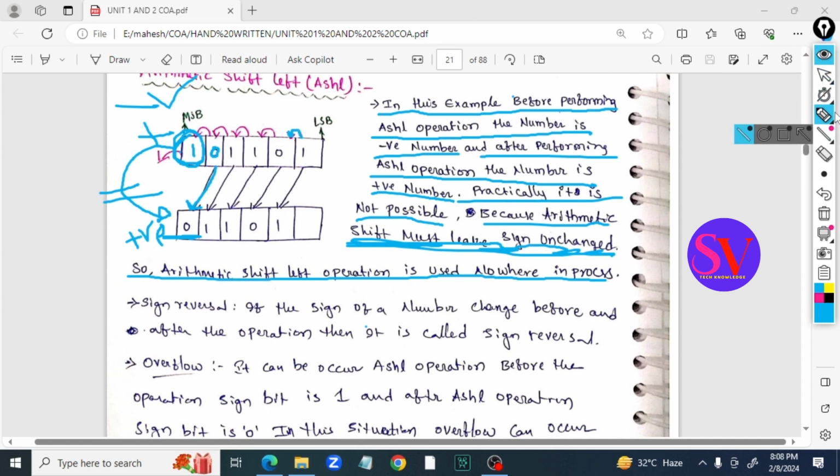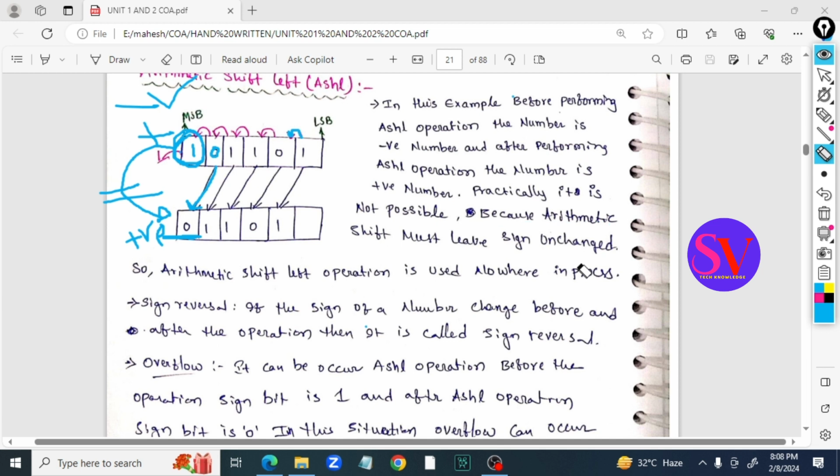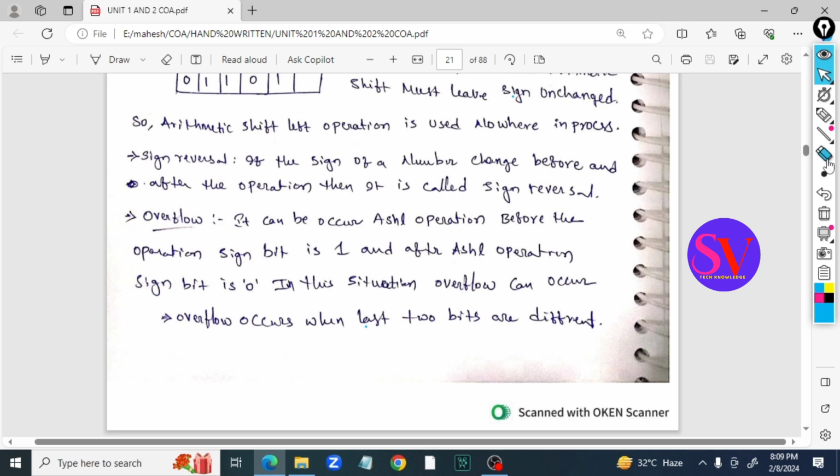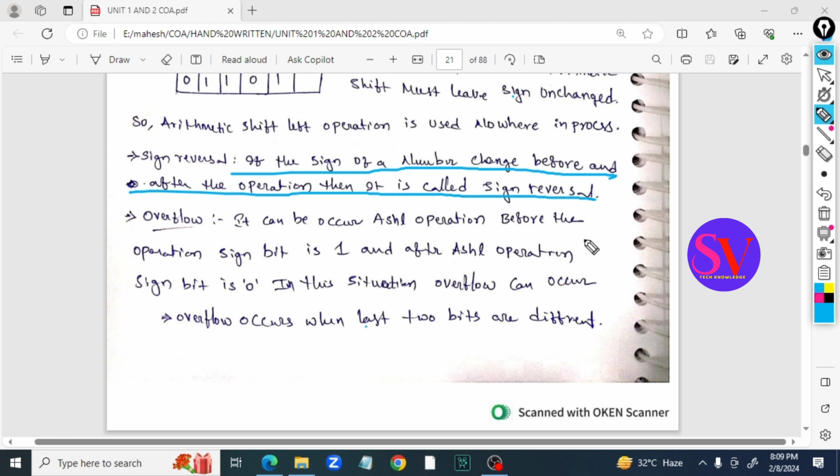Okay, here we have a small topic called sign reversal. So what is meant by sign reversal? Before the operation, the number is a positive number, and after the operation, the number is negative. This is called sign reversal. If the sign of a number changes before and after the operation, it is called sign reversal.